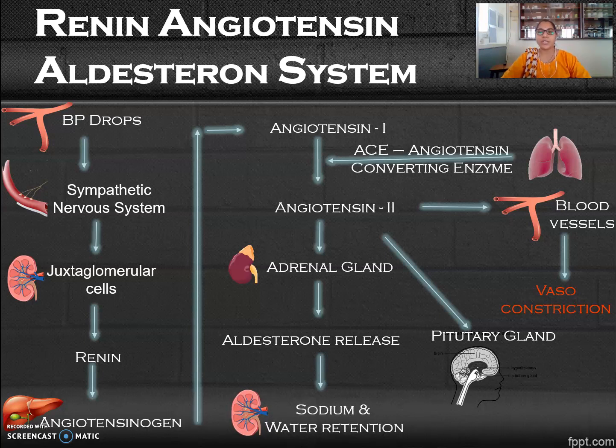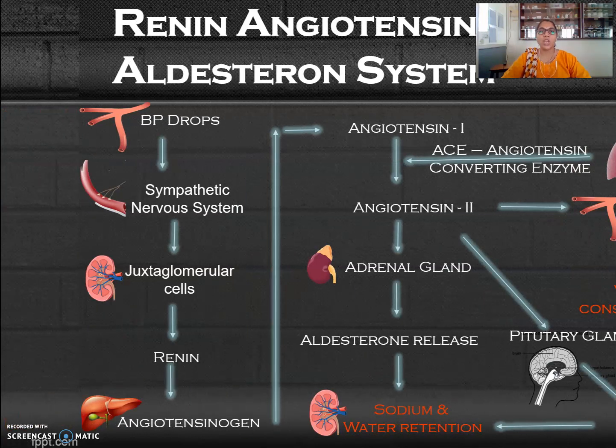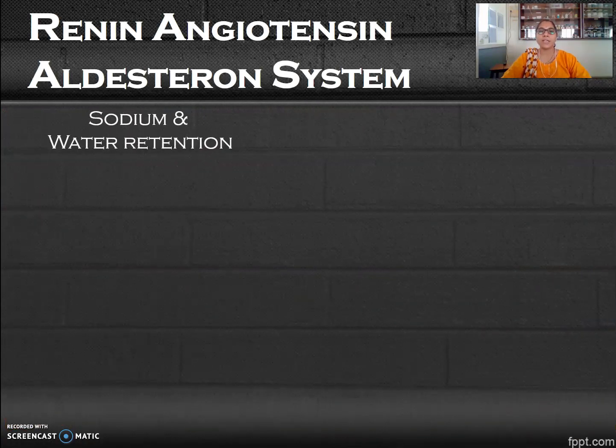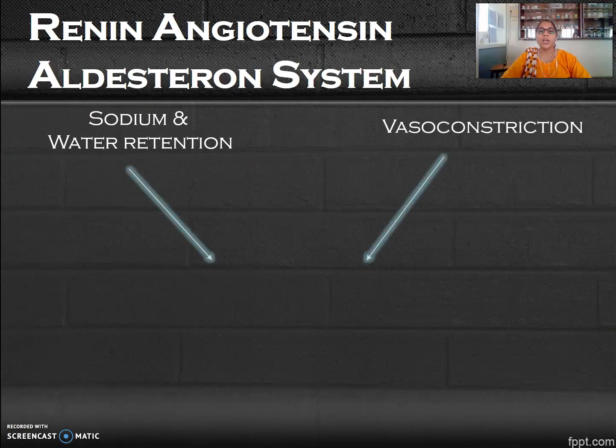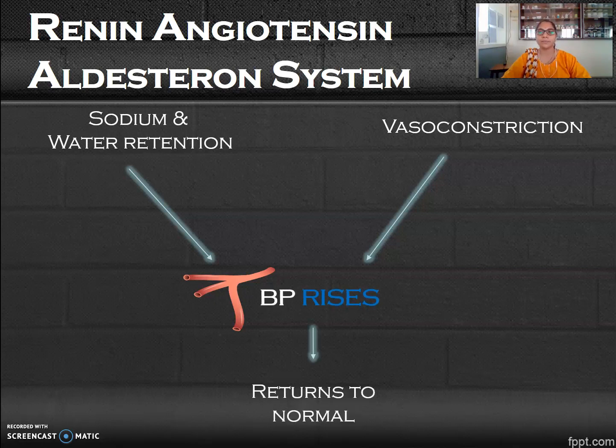The third action of angiotensin 2 is on pituitary gland by releasing the ADH. The full form of ADH is antidiuretic hormone. As per its name, it causes antidiuresis, and in this way it promotes the water retention. So as a result of the combined effect of sodium and water retention and vasoconstriction, the BP rises. The combined effect of these both causes the BP to rise and return to normal.